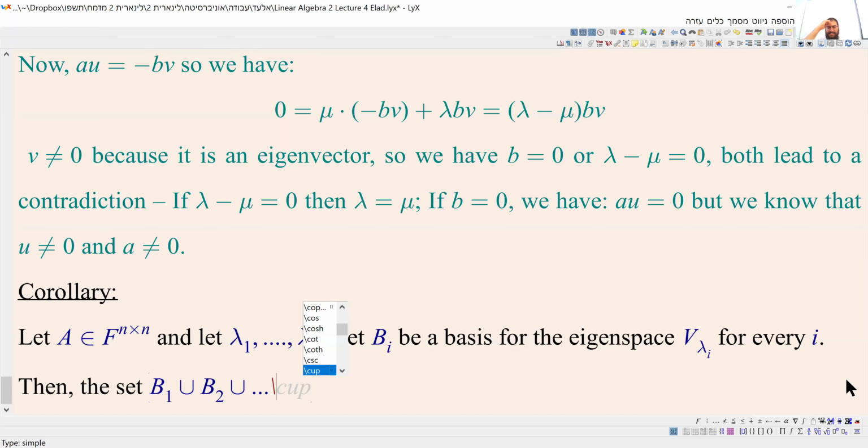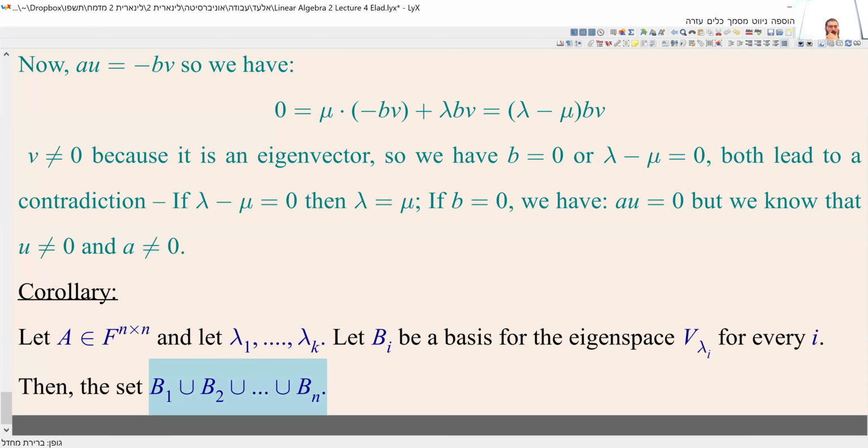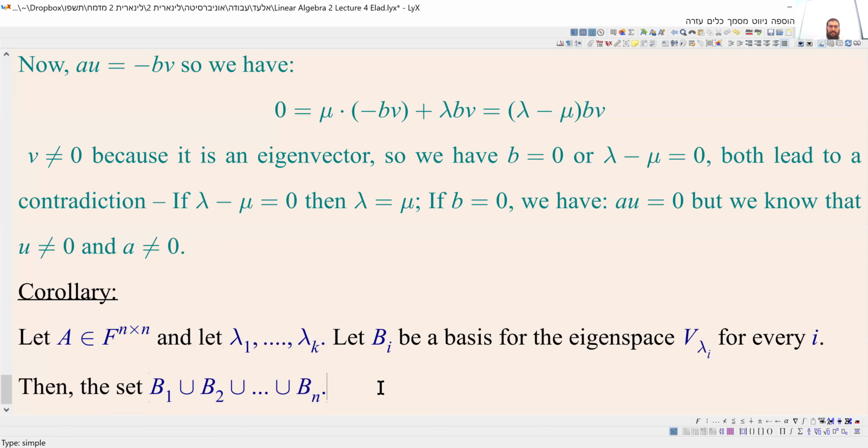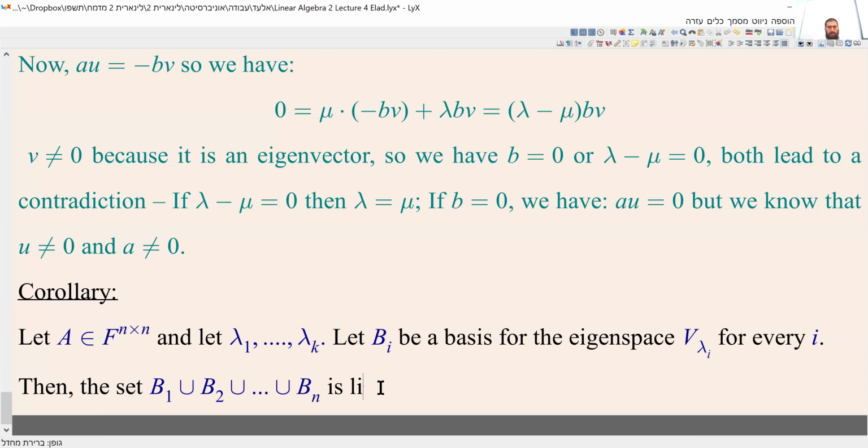Yeah, it's not the same origin. It's not the same origin. Then the set is linearly independent. You had I here or not? You can tell me afterwards.